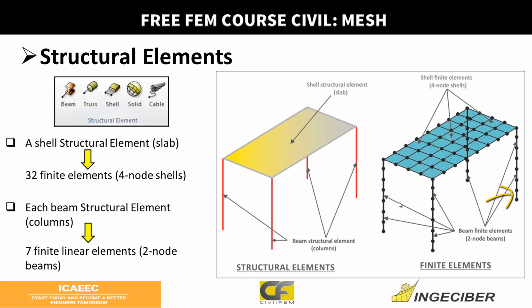This is how we perform mesh in CivilFEM. First, selecting our structural element. We have linear structural elements, which are beam, truss, and cables. These are linear elements because one of the dimensions, which is the length of this structural element, is much bigger than the other two, which are the dimensions of its transverse cross section. We will always recommend to use beams because computational cost is very low. You can obtain very accurate results using beams.